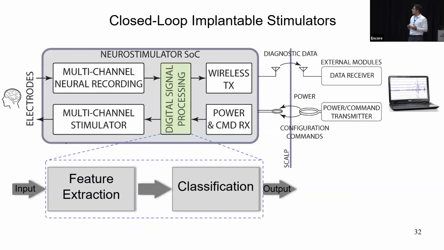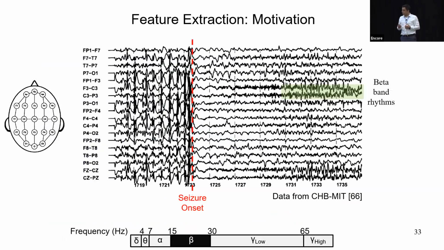Now, let's talk about the processing that we need to do for seizure detection. Generally, it's divided into two parts in the algorithm that we develop. The first part is feature extraction, and the second part is classification. Let's talk about feature extraction. And to motivate it, it's good to actually look at EEG data again.